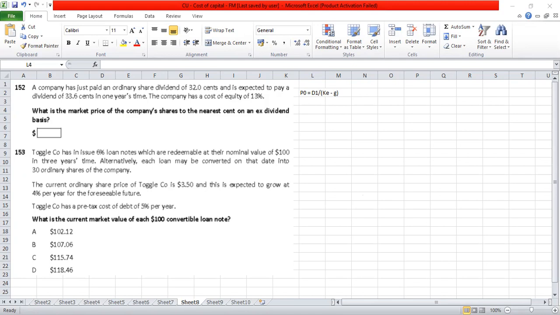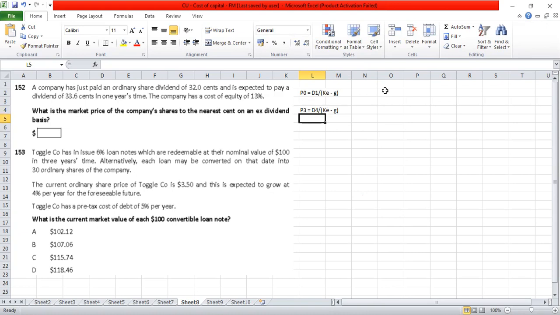So first we need to find out the value of the shares at the end of the 3 years period. So first we need to, let me put it here, P3 is equal to D4 by (KE minus G).